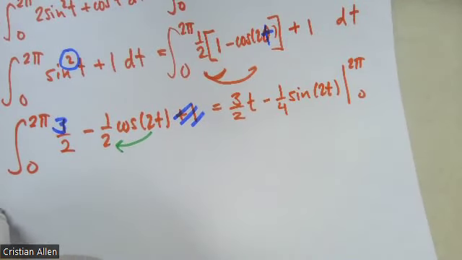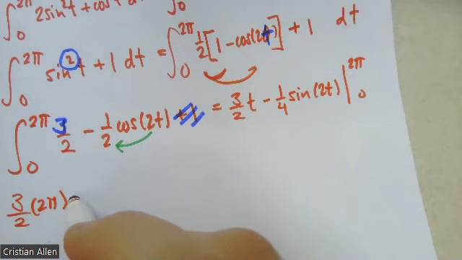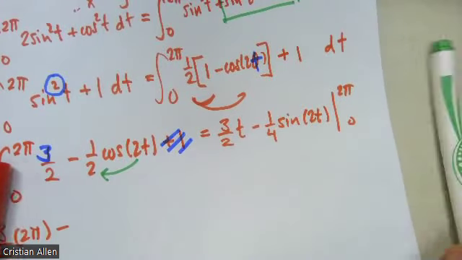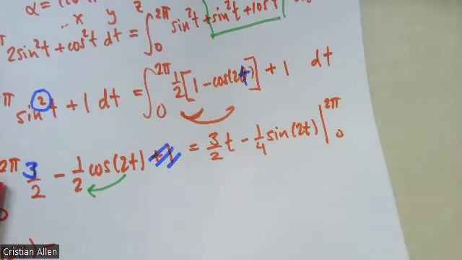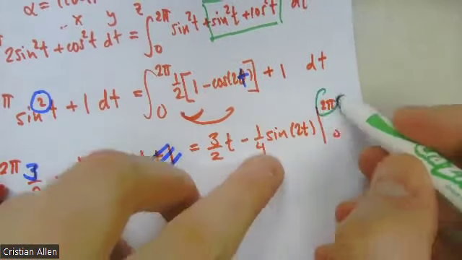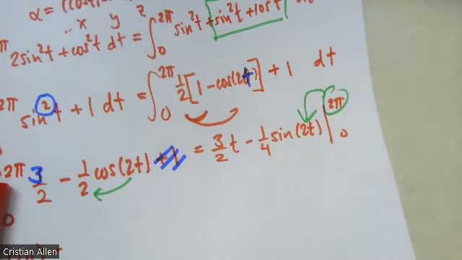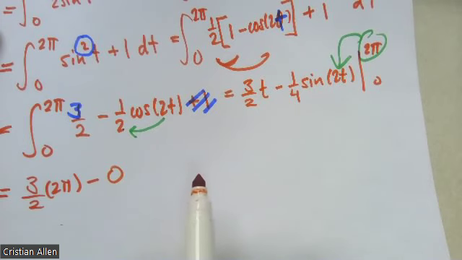All right, let's plug in this 2 pi now. So 3/2 times 2 pi minus, now if you plug the 2 pi into sine, it's going to multiply with a 2. It's going to be 4 pi, regardless. Sine of 0, 2 pi, 4 pi, 6 pi, 8 pi, 10 pi, 12 pi, these are all 0, so we'll go ahead and mark that down as a 0.